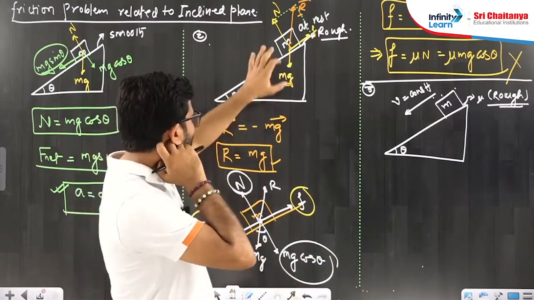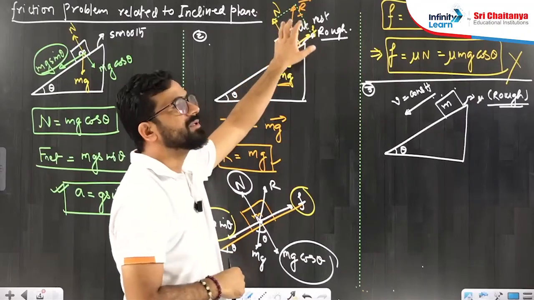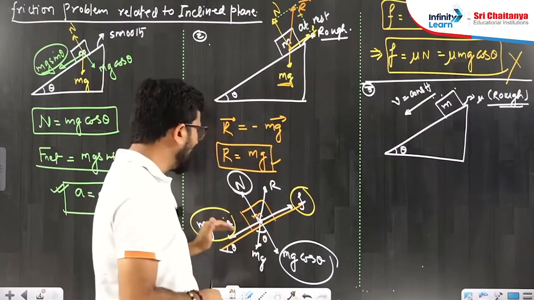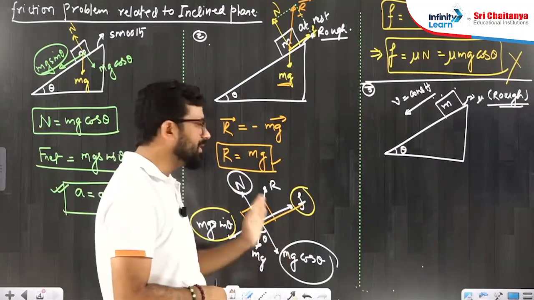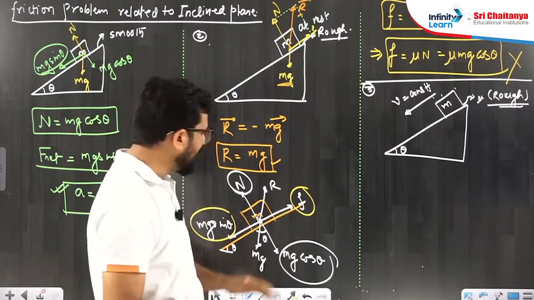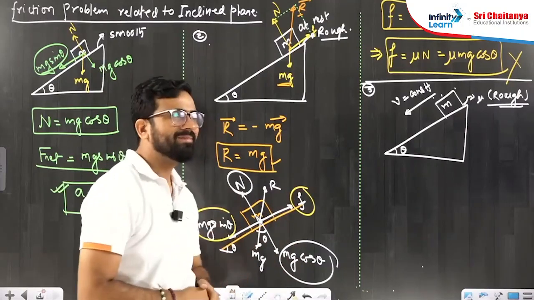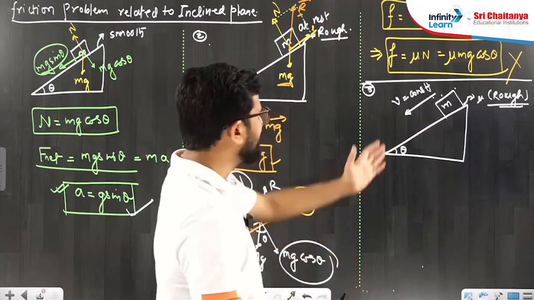I am repeating again. You will understand that if this block is at rest, that means net force should be 0 along the plane and perpendicular to the plane. Along the plane, how many forces? Friction and mg sin theta are acting. Perpendicular to the plane, two forces, that is normal and mg cos theta. Normal should balance the mg cos theta and friction should balance the mg sin theta. Then only it can be at rest. Good? Very simple.